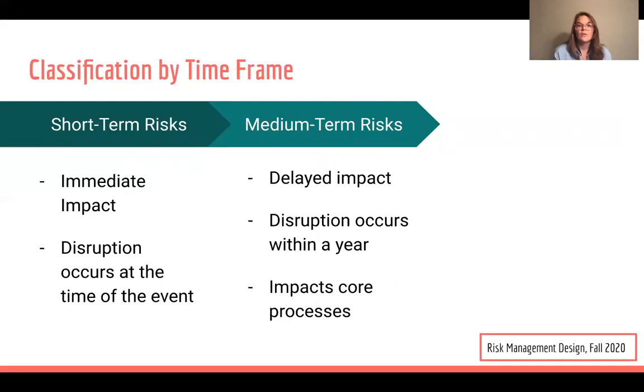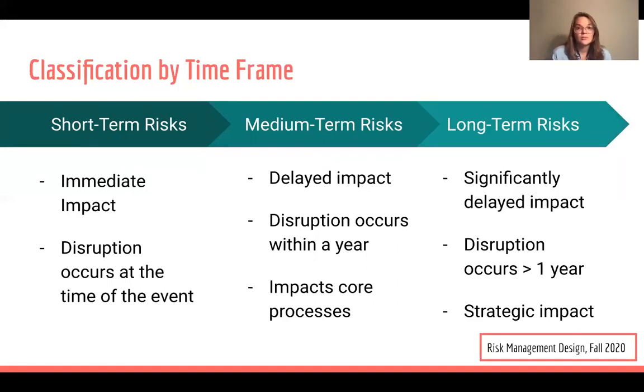Medium-term risks are things where, once the event happens, the risk actually might not be felt for a period of time. Usually when we're looking at medium risk, we quantify them as being within a year, so not immediate, but within a year. And also these risks tend to impact core processes of an organization. And then finally, you have long-term risks. These are significantly delayed impacts. So we're looking at over a year impact, and they often have a strategic impact.